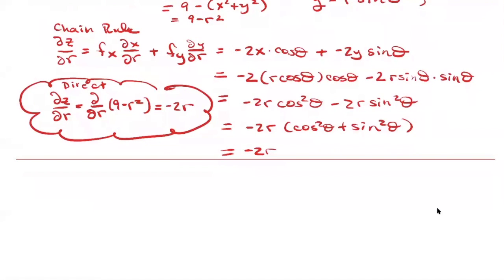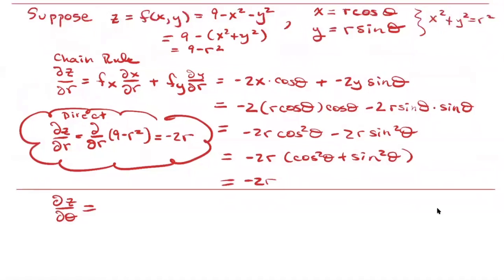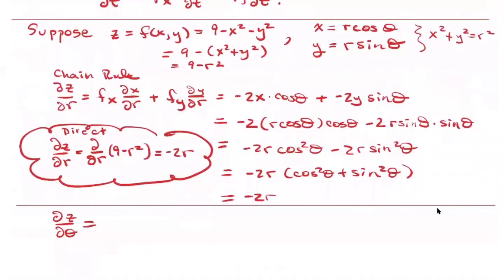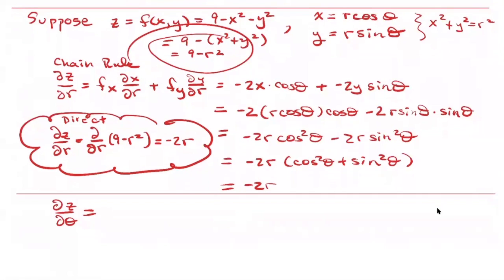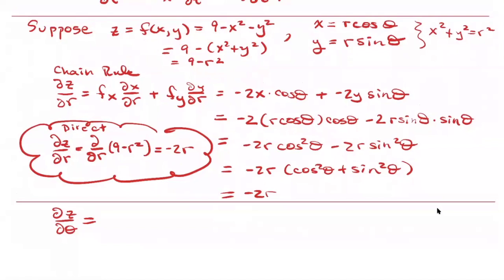Okay, let's see the next one. So the partial of z with respect to theta. Now I can see the answer. What's the answer going to be when you do the partial of z with respect to theta? You can just say it out loud. Look at it up here. Yep, 0 is the answer. We're going to do 0 the hard way. Ready? Partial of z with respect to theta.